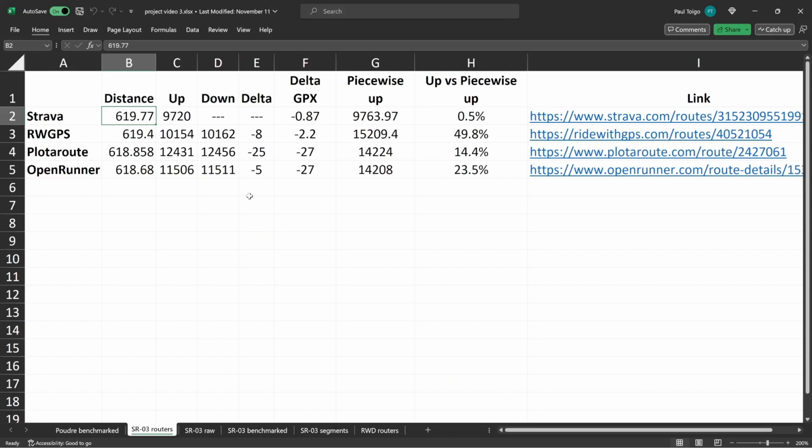Open Runner claims a total climbing of 11,506 meters for the course. Here's a table of the climbing for this loop course for the 4 routers I chose to use. Note the lowest value is 9,720 meters, which is for Strava.